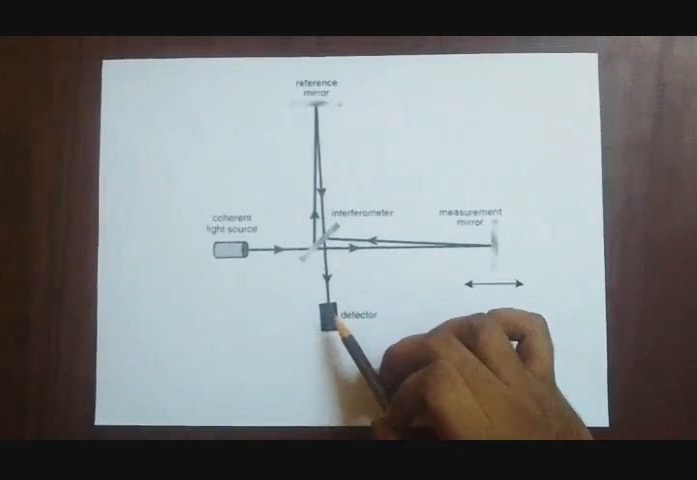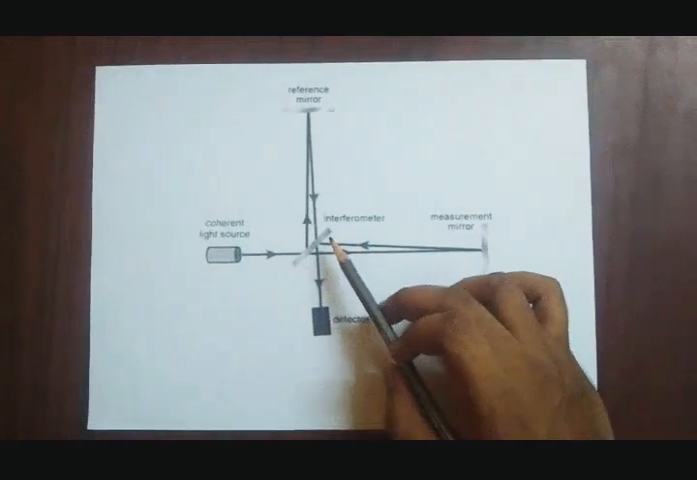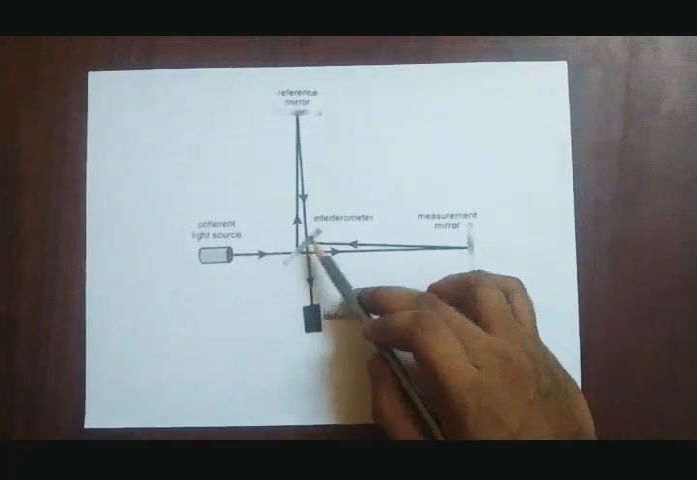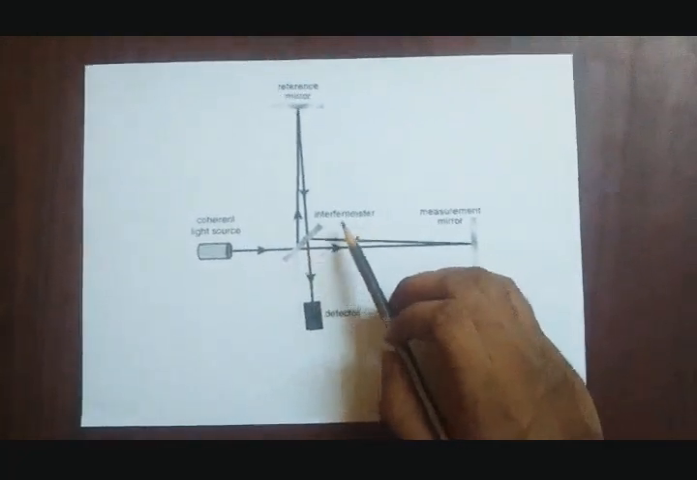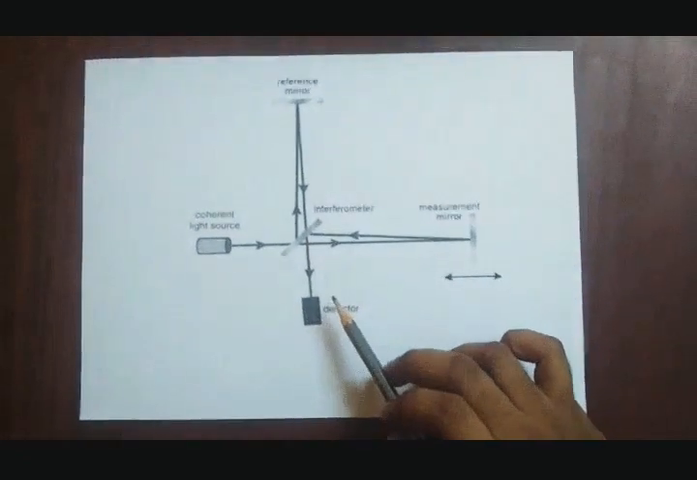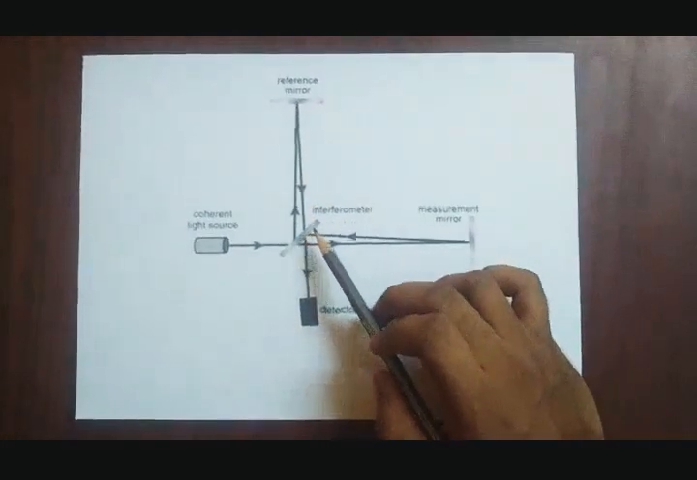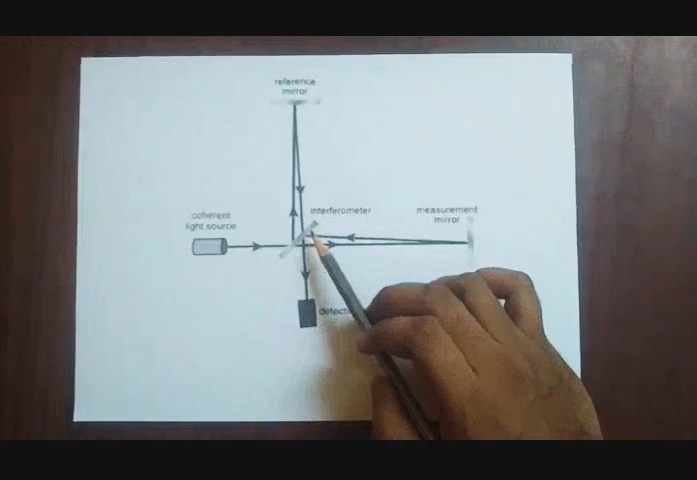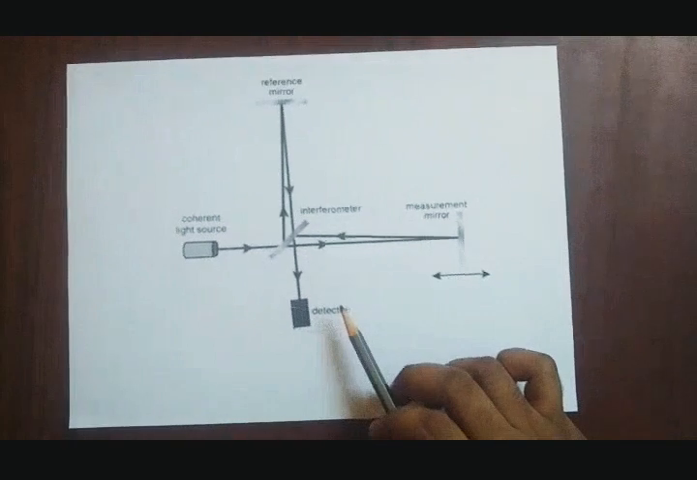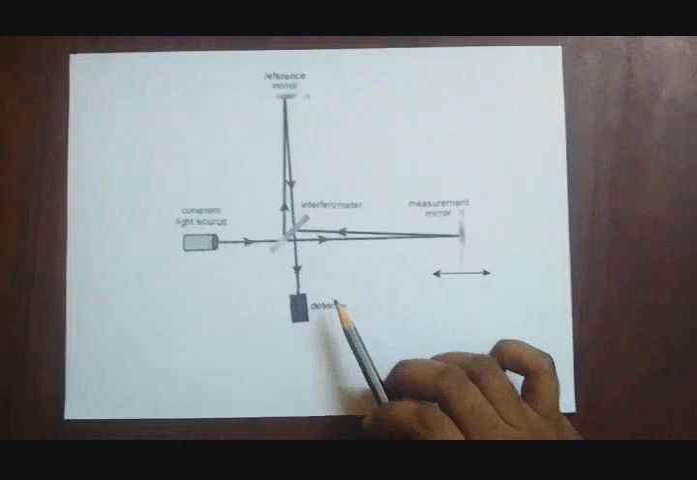From here the interference pattern can be obtained, but another interesting thing is that the interference pattern depends on the angle this interferometer makes with the normal. If this is a perfect 45 degrees, then a perfect circle interference pattern is obtained. But if there is not a perfect 45 degree angle present here, then we obtain kind of helical or parabolic shapes in the detector, that is, in the interference pattern.